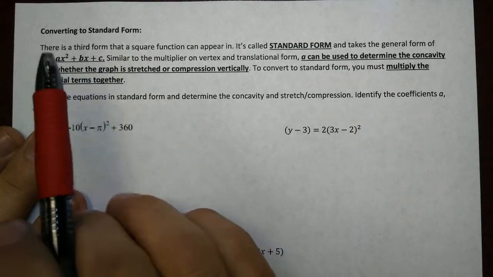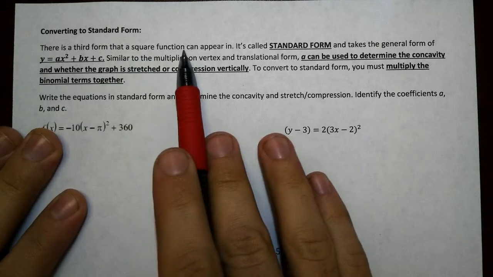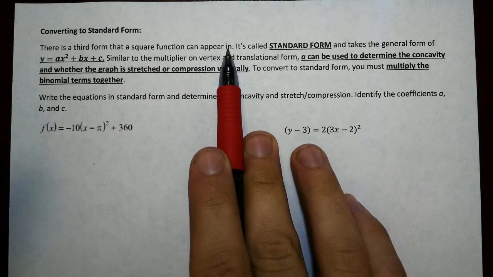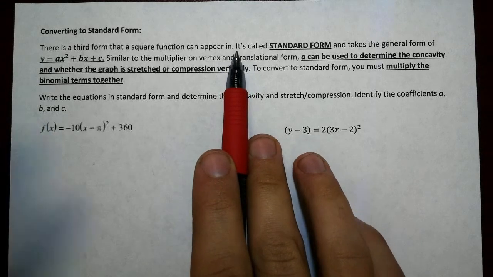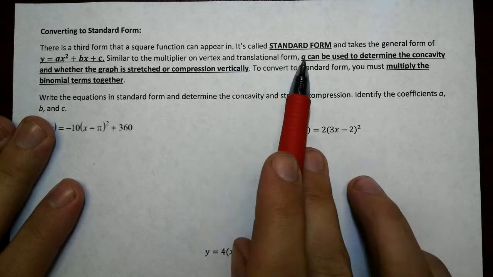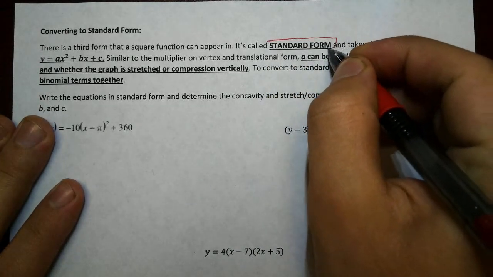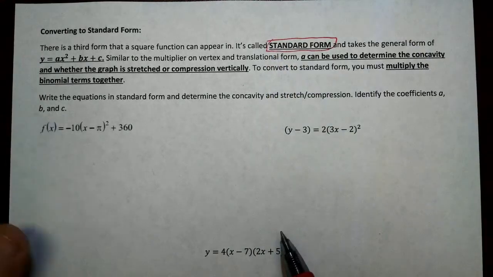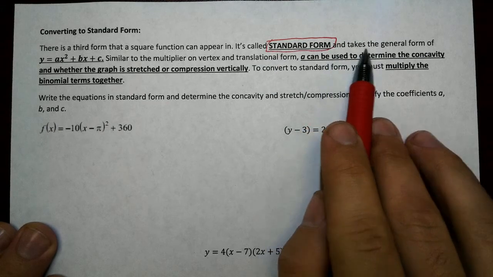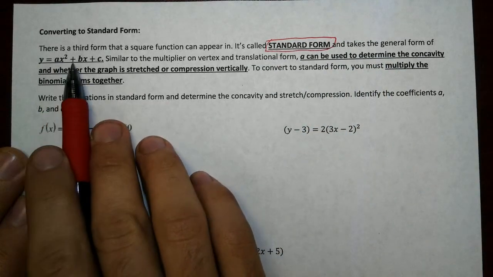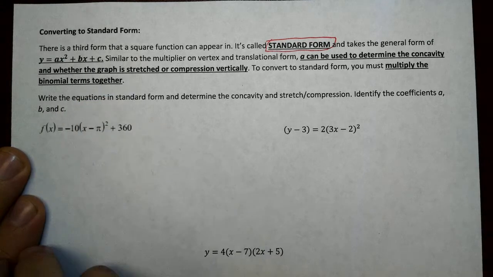There is a third form that a square function can appear in. For my students, this is the new form that we're going to see, or maybe old, depending on how much you remember your Algebra 1. It's called standard form, and it takes the general form of y equals a times x to the power of 2 plus b times x plus c.